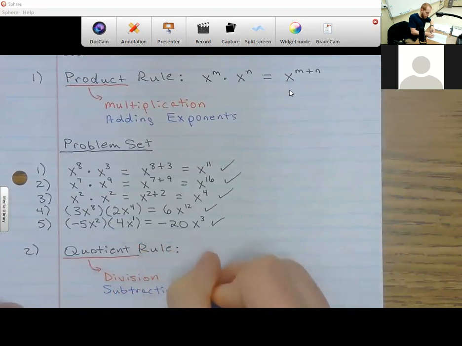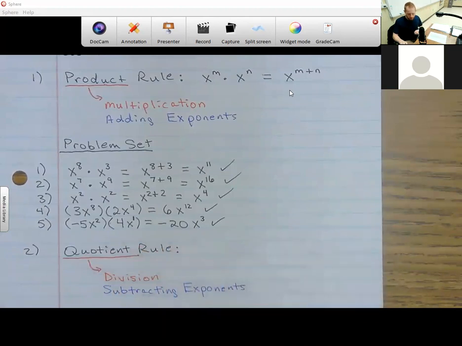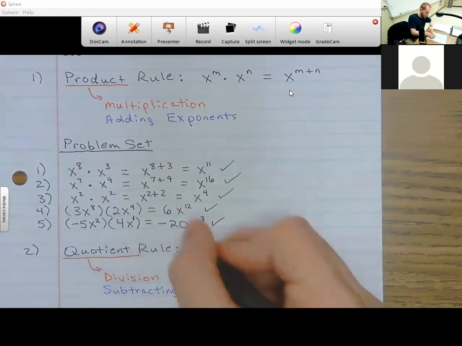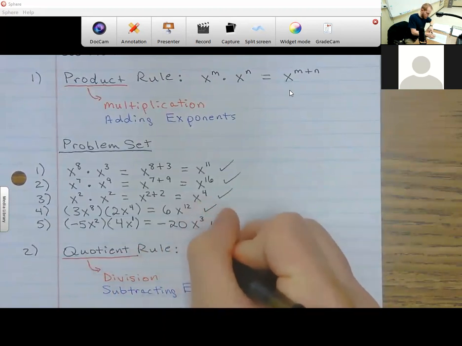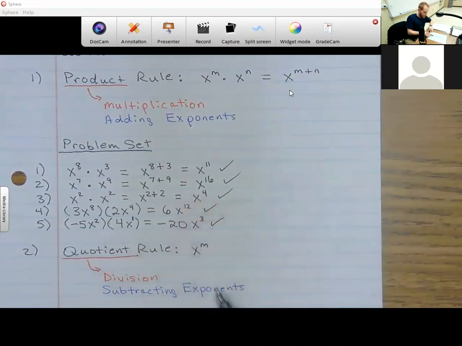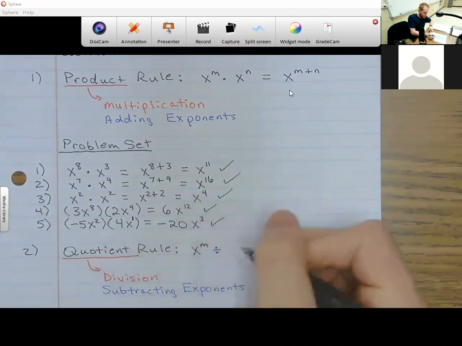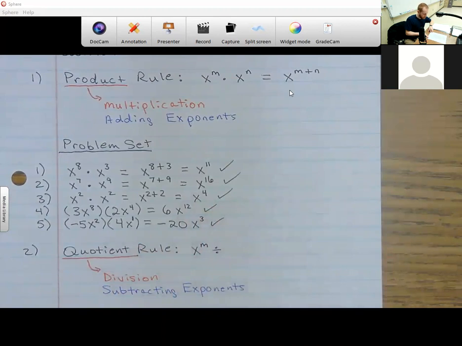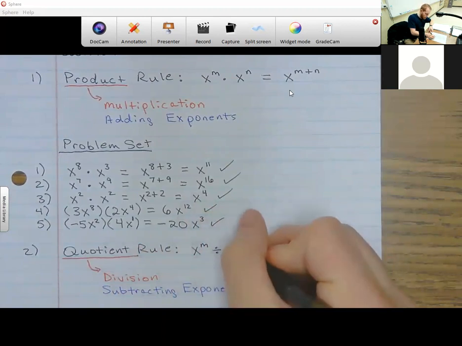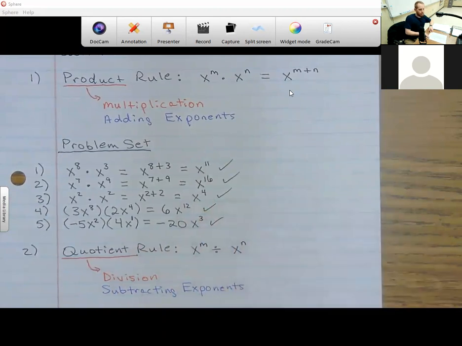Subtracting exponents. Okay? So let's write out the formula. I'm going to have x to the m power. Notice that x is the variable and m is the exponent. We're going to be using a division symbol, which is our normal division symbol, right? A line with 2 dots. And we're going to have x to the n power.